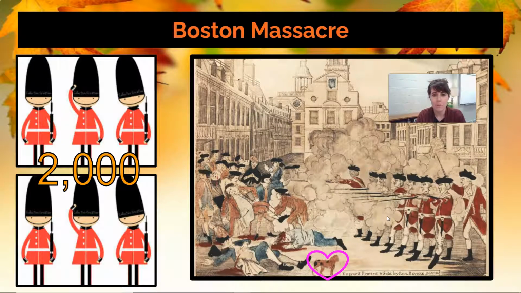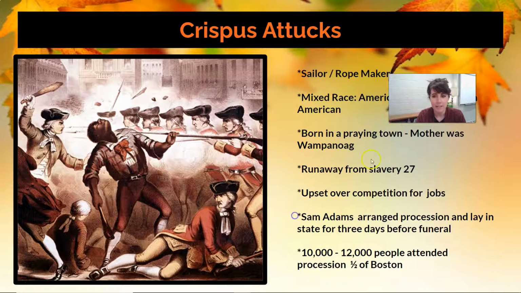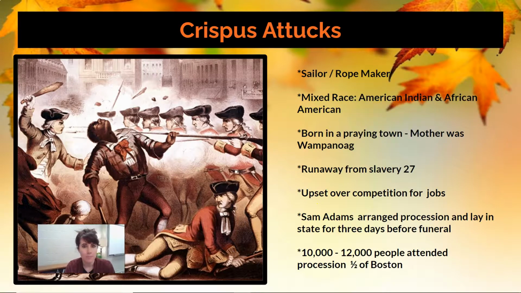So one thing you do need to know about the Boston Massacre is this guy right here. Crispus Attucks is known as one of the first martyrs of the American Revolution, meaning he gave his life for the cause. I'm going to give you some details about him. You don't necessarily need to know these for your test. You would know that Crispus Attucks was a mixed race person who was one of the leaders of the Boston Massacre, meaning he's one of the colonists who are protesting, who are unhappy with the way they're being treated by the British soldiers. And like I said, he's considered one of the first martyrs for the cause.